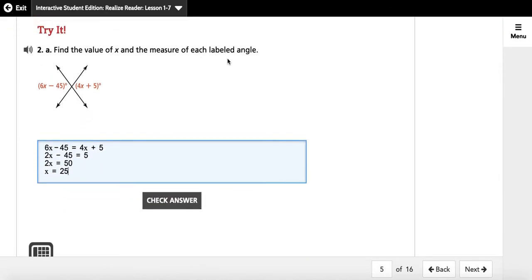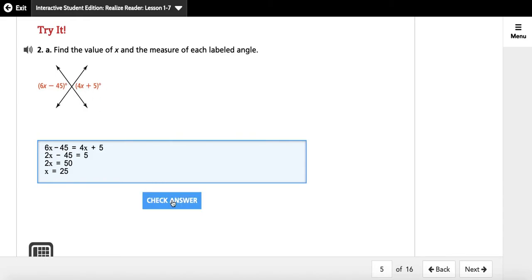Now that I know x is 25, because they wanted us to find the value of x and the measure of each labeled angle, I'm going to take the 25 and substitute it in. You can substitute into either one because you know these two are supposed to be the same. They're vertical angles. Plug in 25 in here. 4 times 25 is 100, plus 5 is 105. And just to check, to make sure I did the math right, I'm going to plug 25 into this one also. 6 times 25 is 150. 150 minus 45 is 105. So I'm feeling really good because I got 105 for both expressions.